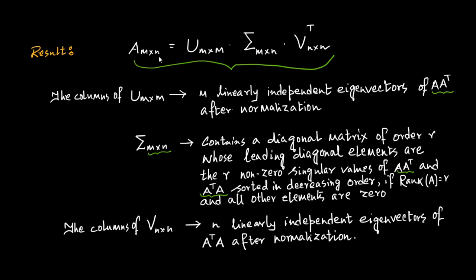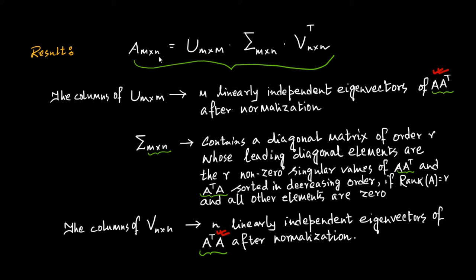And V will be a square matrix of size n, which will contain n linearly independent eigenvectors of A transpose A. Now remember, in this case it is A transpose A. The columns of V will be the linearly independent eigenvectors of A transpose A. So here it is A A transpose, here it is A transpose A. And in all the cases, we will write the linearly independent eigenvectors as columns after normalization.